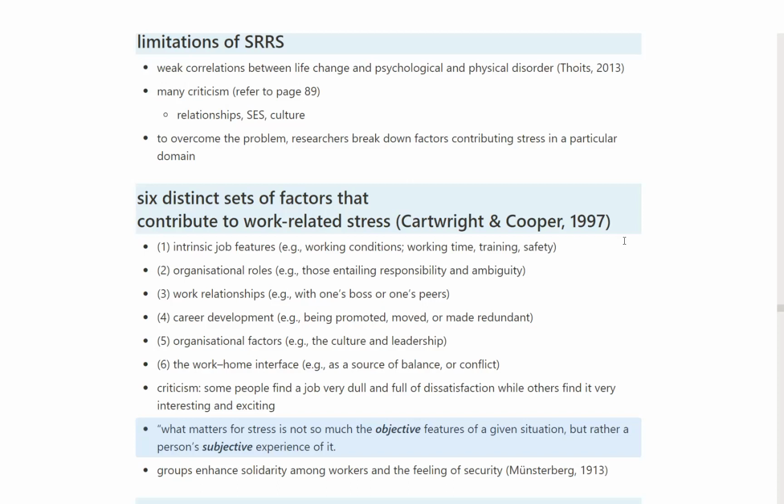Even if people work at the same workplace, some people may experience a lot much less stress, while others experience a lot more stress. And if they have the same working conditions and take the same organizational roles, and of course because they work at the same workplace, they are undergoing the same work cultures, but still there are differences. And why is that? This is because the objective features of a given situation are not so important, but a person's subjective experience is important for how they may experience stress at work.